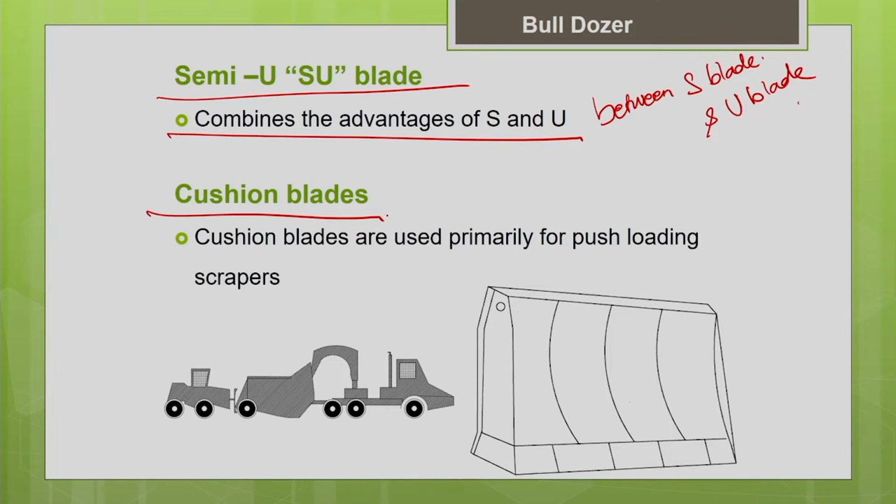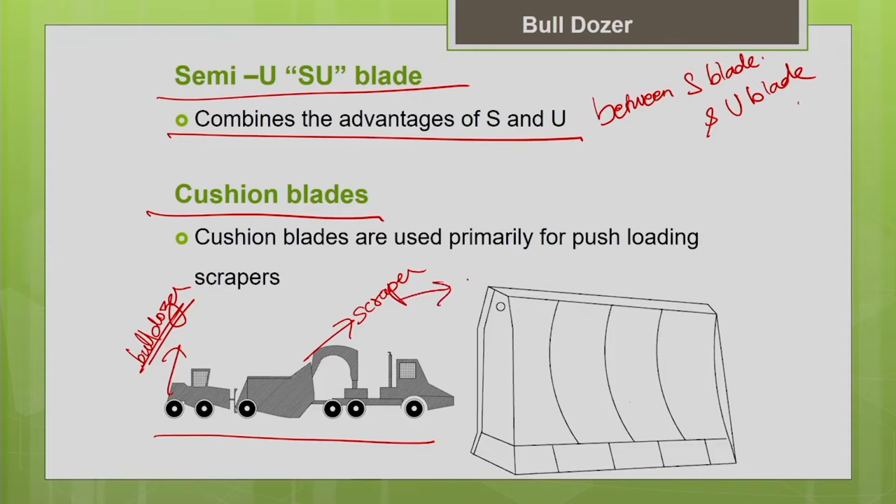Then let us see what is this cushion blade. I have shown this picture earlier. When we discussed the application of bulldozers, I told you that bulldozers are also used for supporting other machines, assisting them in their job. This is a schematic sketch showing a scraper. This is the bulldozer, and your bulldozer is helping to push the scraper. This scraper is also an earth moving equipment. We are going to discuss this equipment in detail in the next lecture.